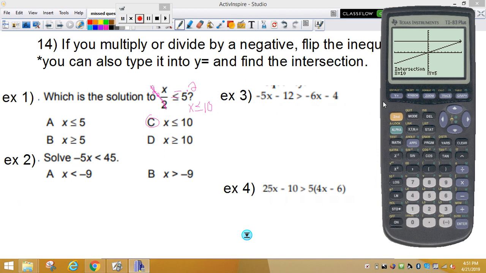So let's look at number 2. I'm going to do it in the calculator instead of worrying about actually solving them. So I have -5x. I see an inequality, so I'm going to hit enter. And then I got 45. I'm going to graph it.